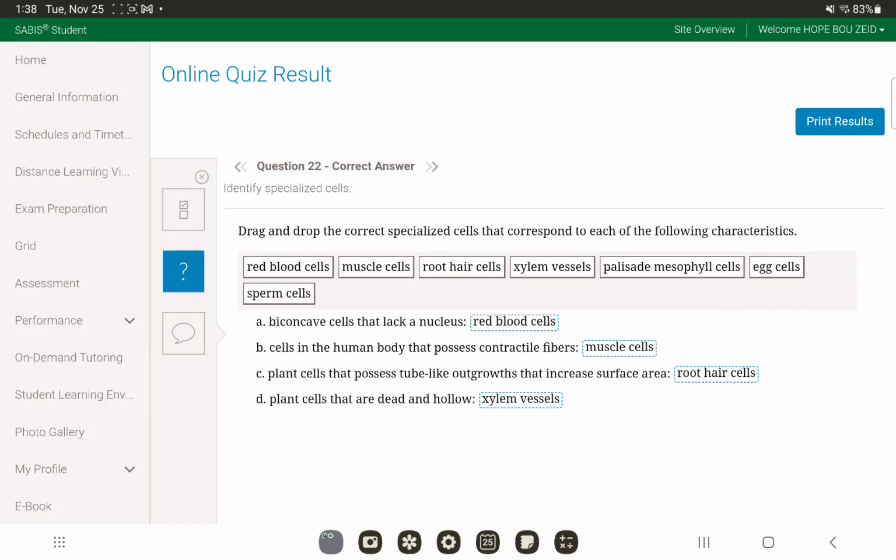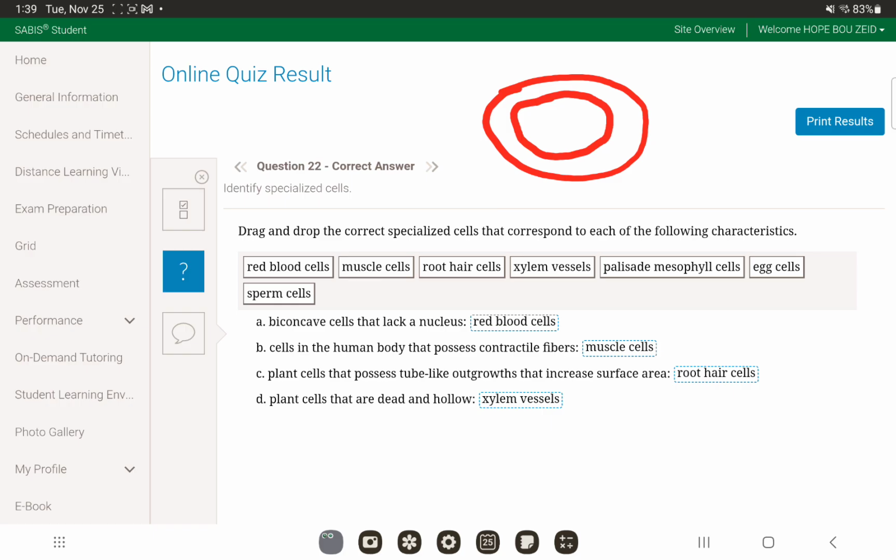Okay, drag and drop the correct specialized cells that correspond to each of the following characteristics. Biconcave cells that lack a nucleus. Red blood cells. I'm not really good at drawing, but red blood cells are generally kind of like this weird circle shape. So this shape is called a biconcave shape. So the shape of red blood cells is called biconcave.